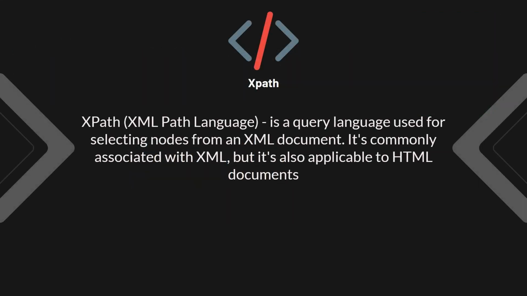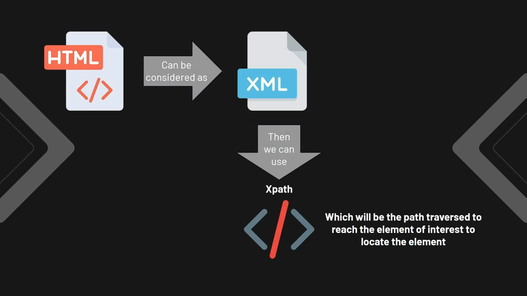XPath, XML path language, is a query language used for selecting nodes from an XML document. It's commonly associated with XML, but it's also applicable to HTML documents. An HTML document can be considered as an XML document, and then we can use XPath, which will be the best way to traverse to reach the element of interest and locate the element.